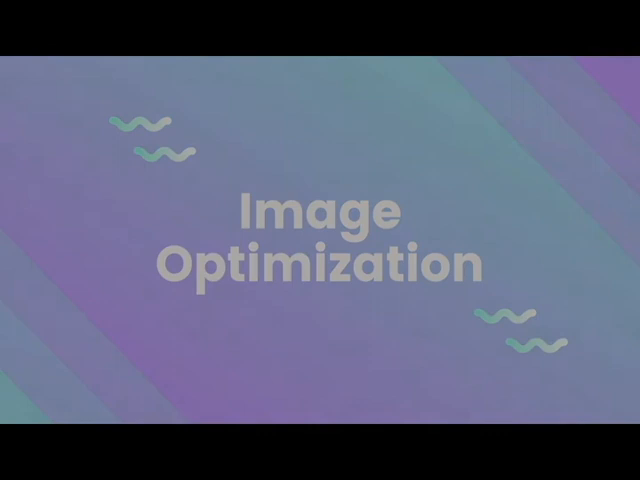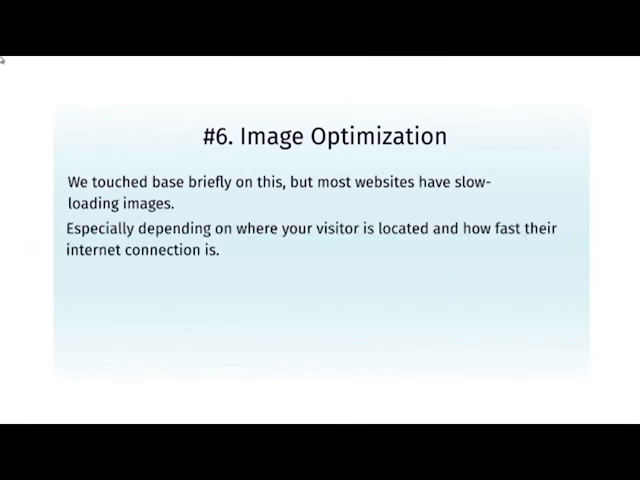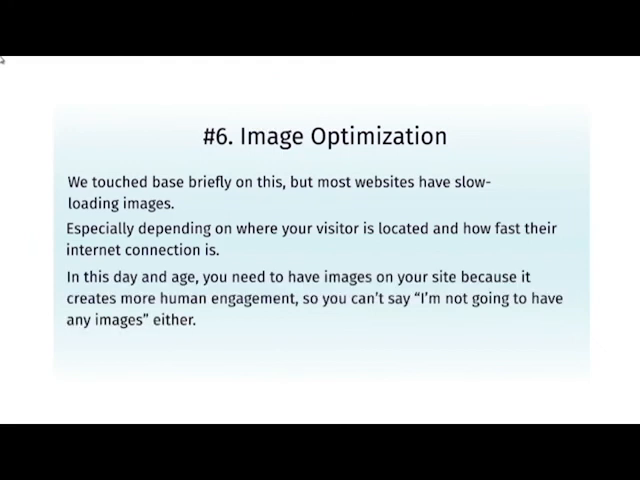Welcome back. We're going to talk about image optimization now. We touched base briefly on this earlier in the previous videos. Like I said, most WordPress sites have slow loading images, and not just WordPress sites, but websites in general, especially depending on where your visitor is located and how fast their internet connection is. You have to assume that your visitors don't have a fast internet speed because you want it to be as fast as possible. In this day and age, you need to have images on your site because it creates more human engagement.